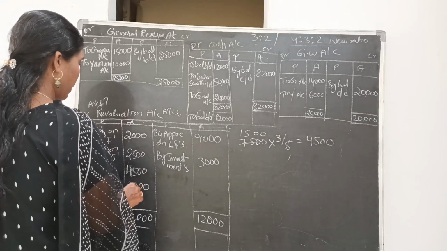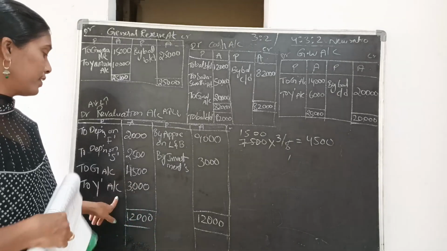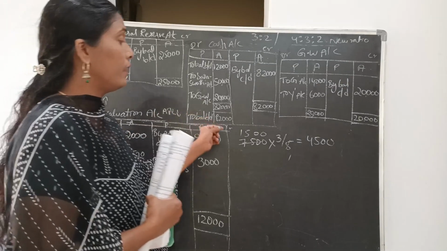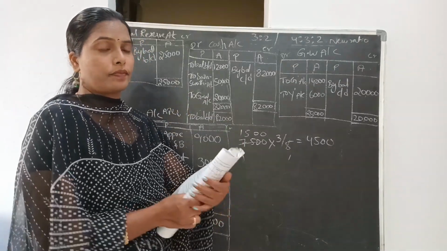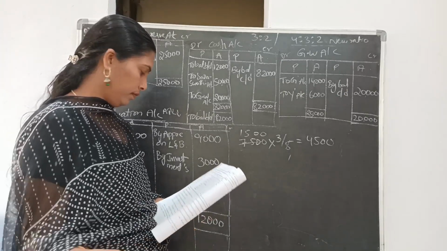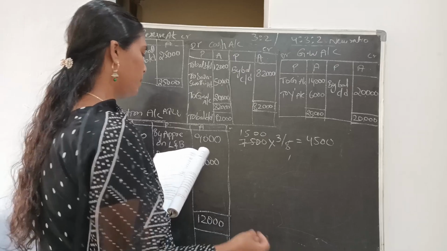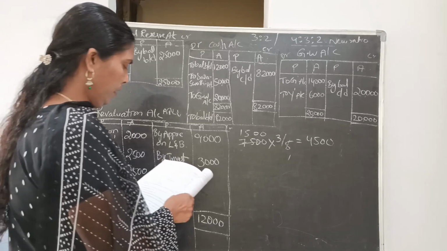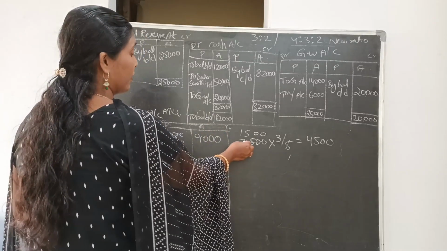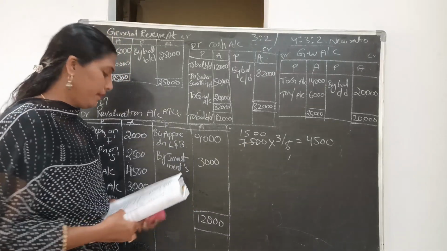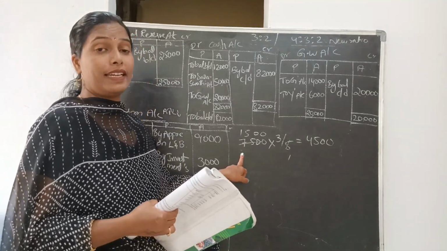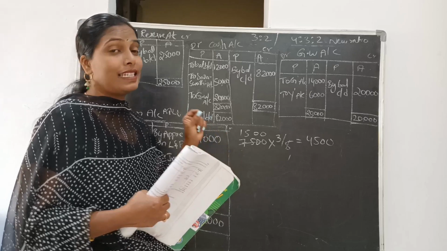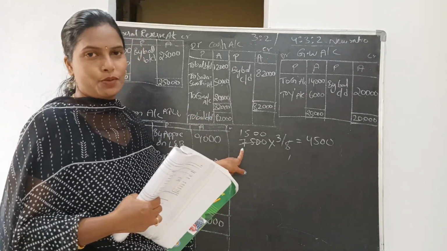This is the profit. This profit we distributed among old partners. So I'm showing each and every calculation on the board to help the students.